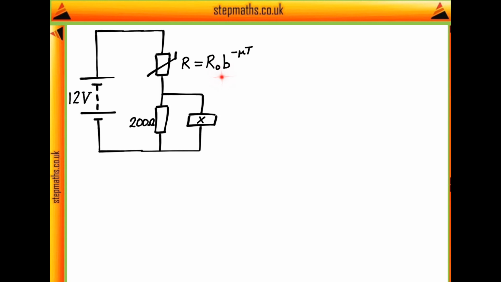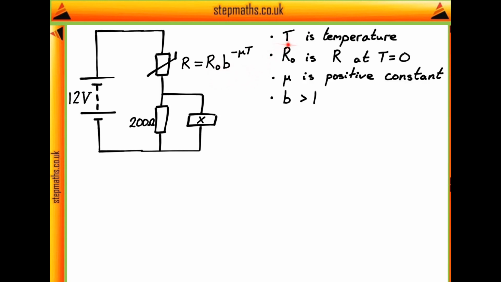this function here. We're told some stuff about this function, that T stands for the temperature the thermistor's at, R0 is just R at T equals 0, mu is a positive constant, and we're told that B is greater than 1. So then we're also told a bit about this other component which is just labelled as X.